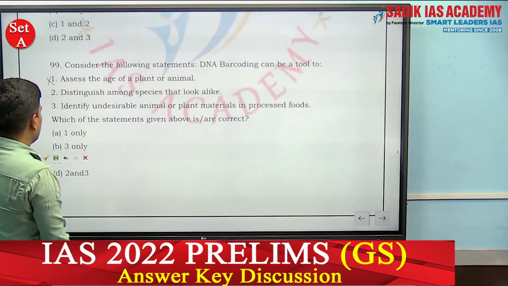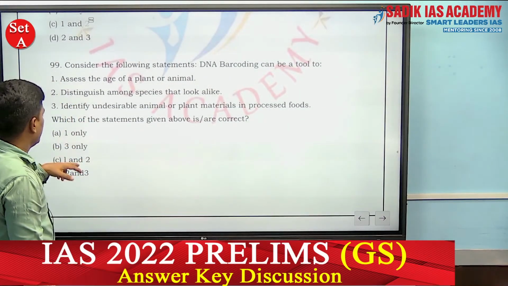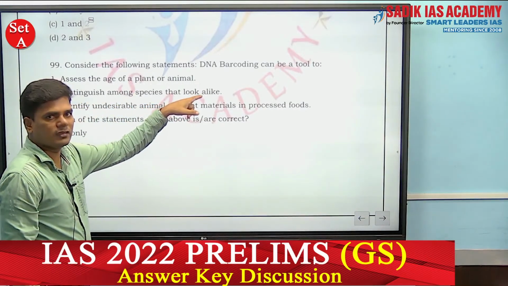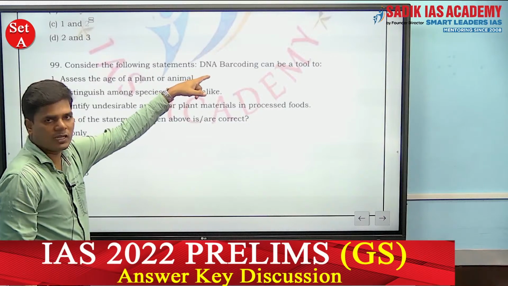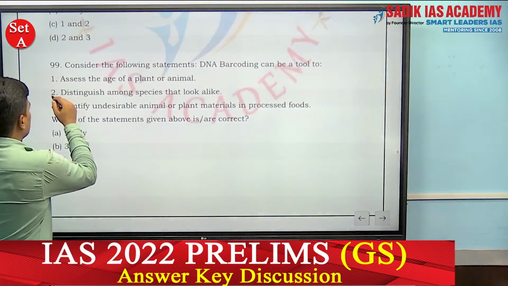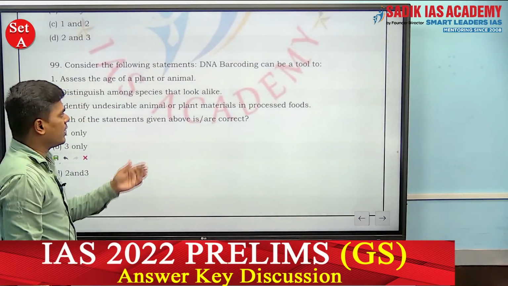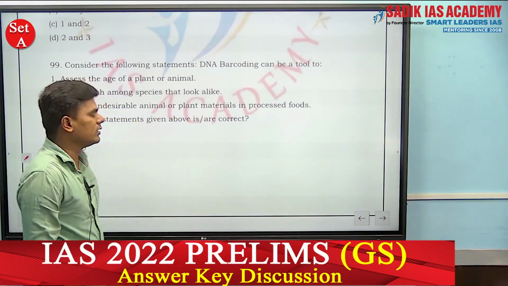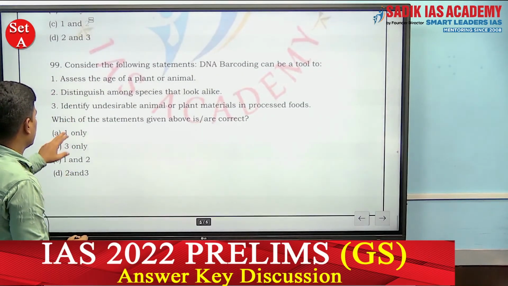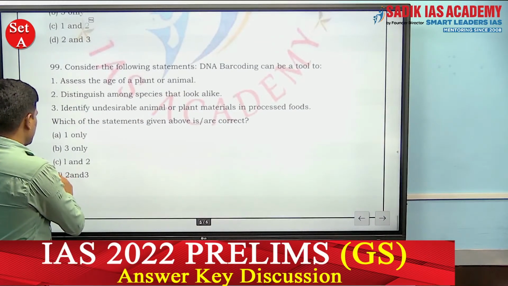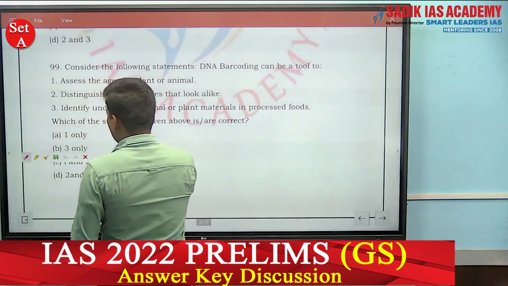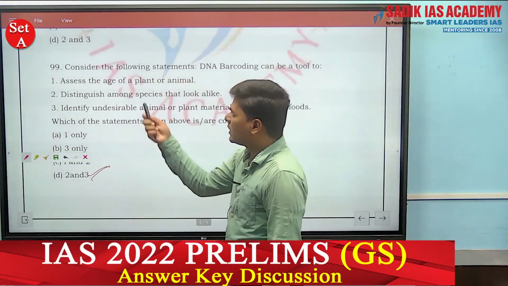If you eliminate statement 1 as wrong, then look at distinguishing among species that look alike. Identification of species is the purpose of DNA barcoding. Therefore, this statement is correct. And identifying undesirable animal or plant material in processed food is also a correct statement. So 2 and 3 is the correct one for this question, which means option D is the answer for question number 99.